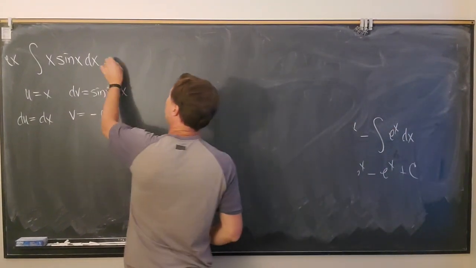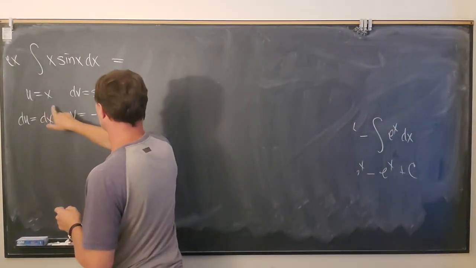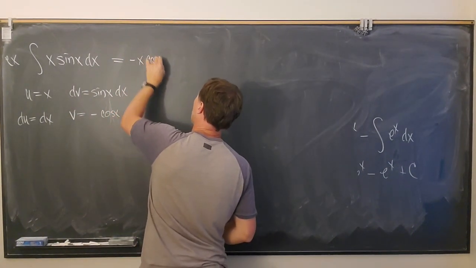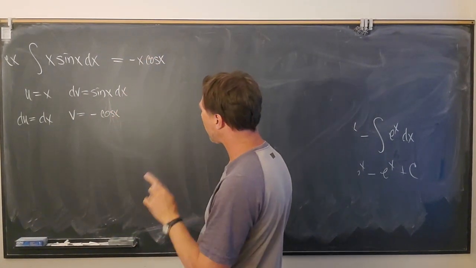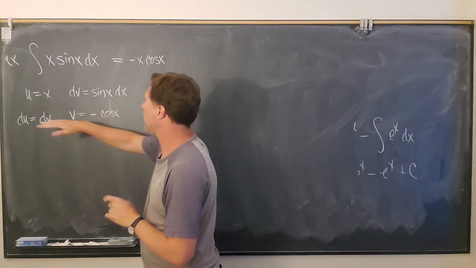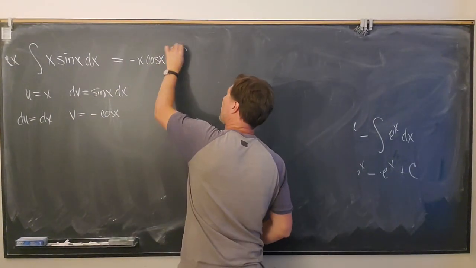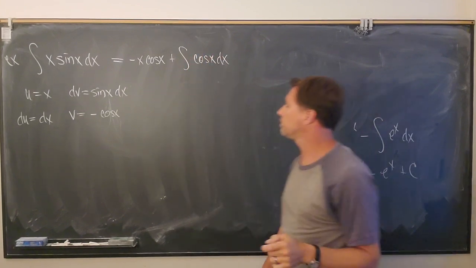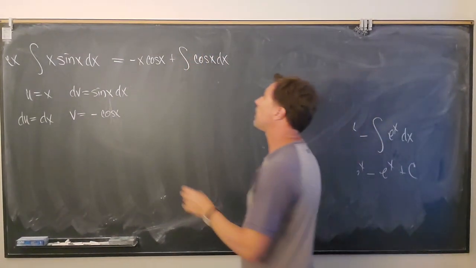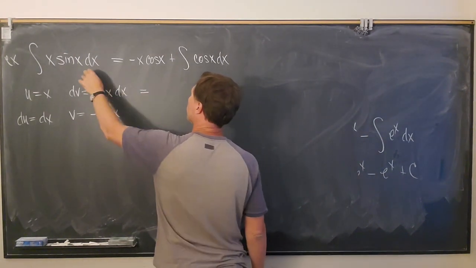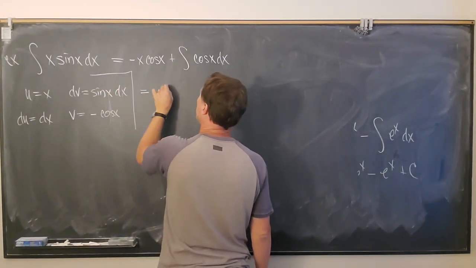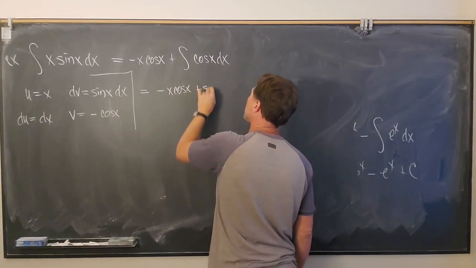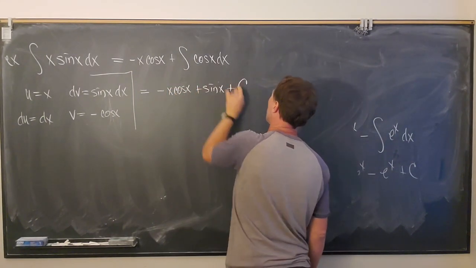Okay, so what do we have here? u times v is going to be a negative x cosine of x, and then we'll have minus the integral of v times du, which will actually give us a plus integral of cosine x dx. And then we can finish this off. This will be negative x cosine x plus sine x plus c.